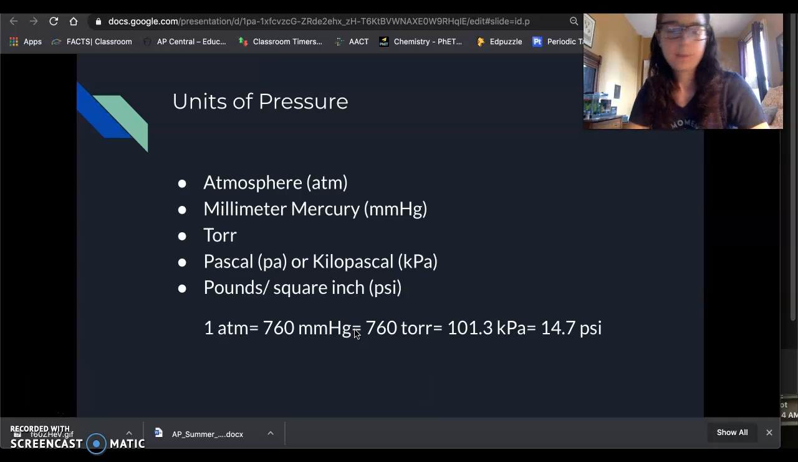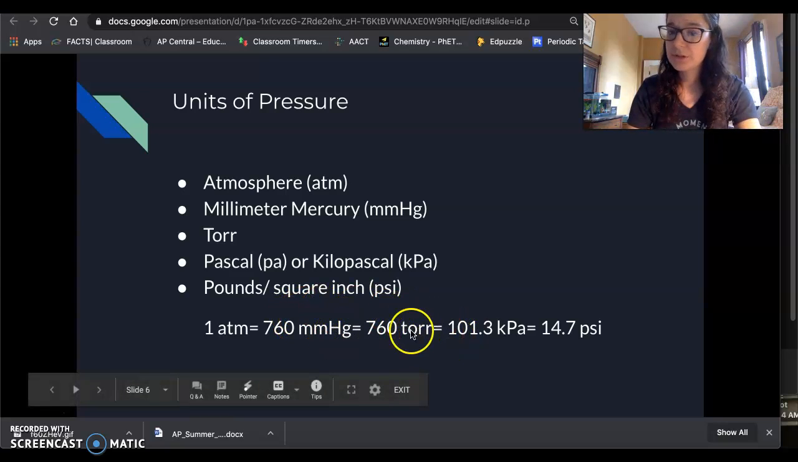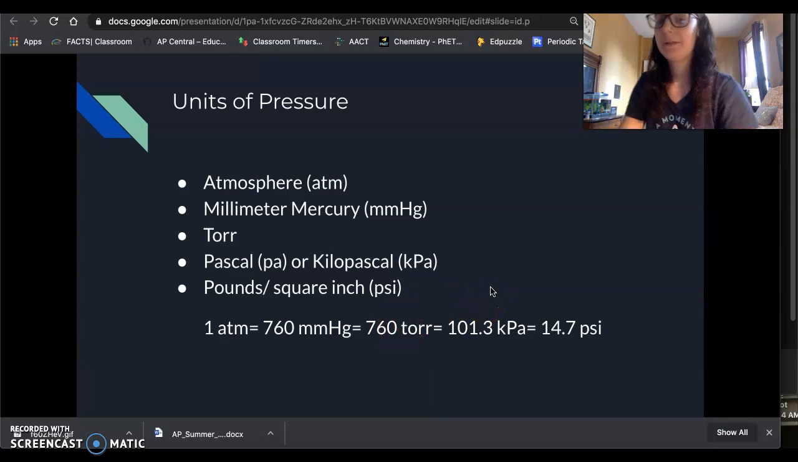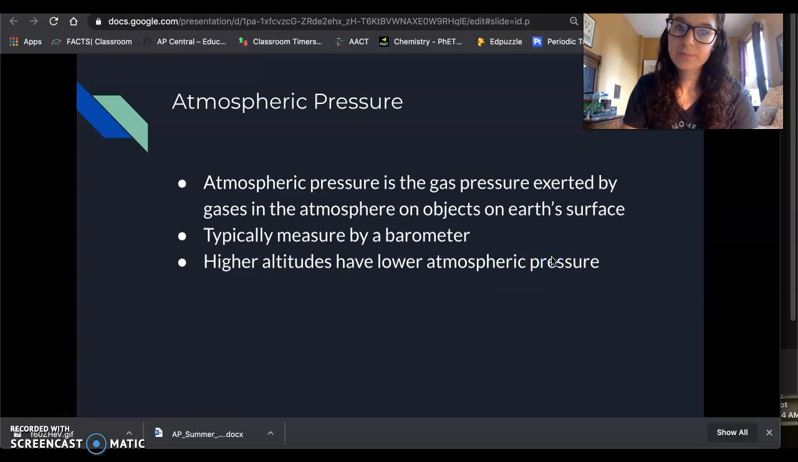I believe in the packet that you get on the exam, they give you this conversion, but 1 atmosphere is equal to 760 millimeters of mercury, or 760 torr. So these two units are equal to each other, which is equal to 101.3 kPa, kilopascals, which is equal to 14.7 psi, pounds per square inch.